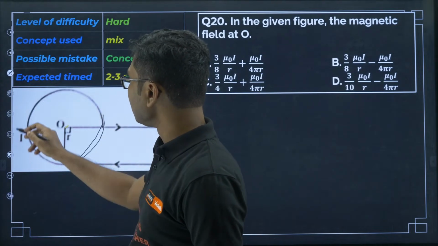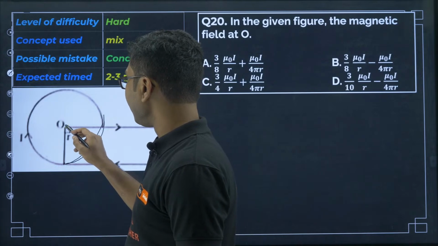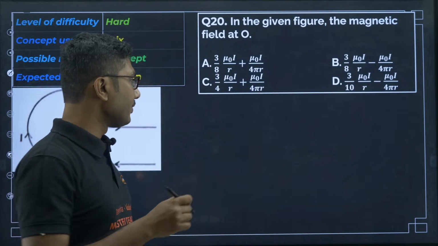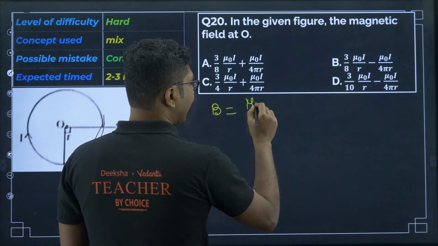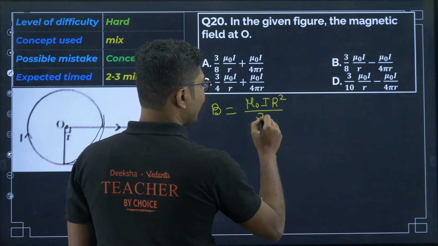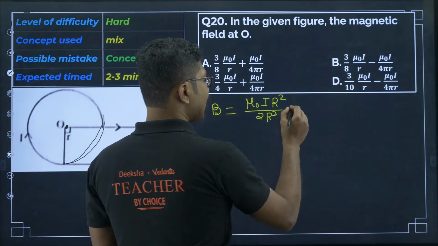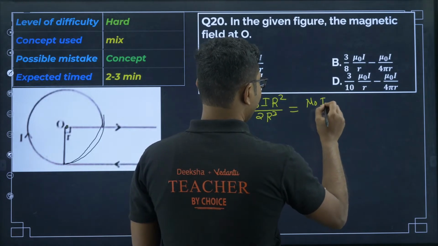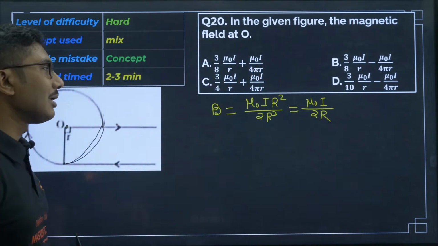Suppose you have only a circular loop, then what would have been the magnetic field at the center? The magnetic field of a loop is given by B = μ0 N I r² / 2r³. We put x = 0, so that is basically μ0 I / 2r. This is the magnetic field at the center if the loop is complete.